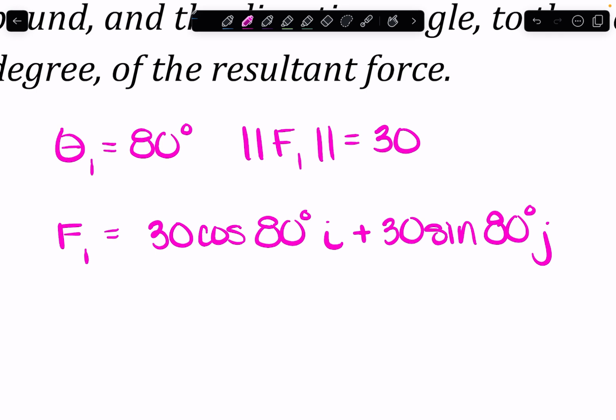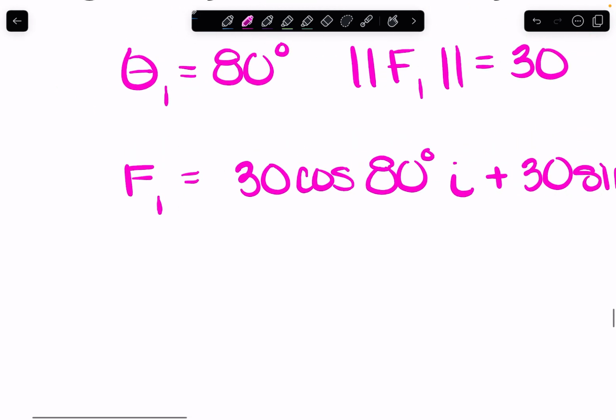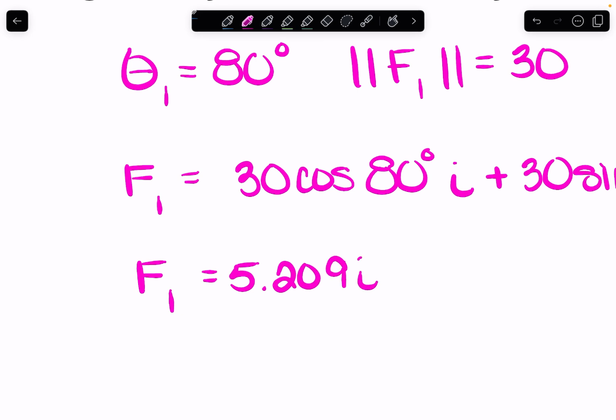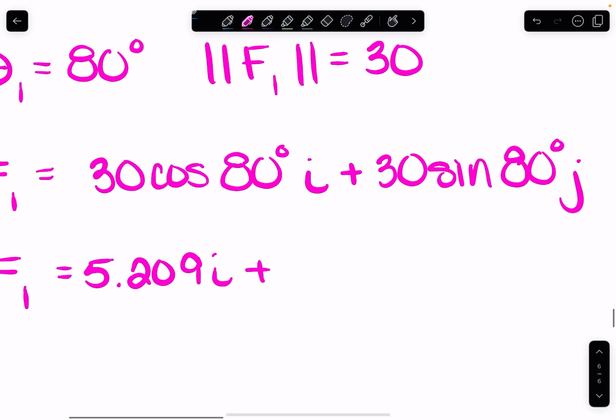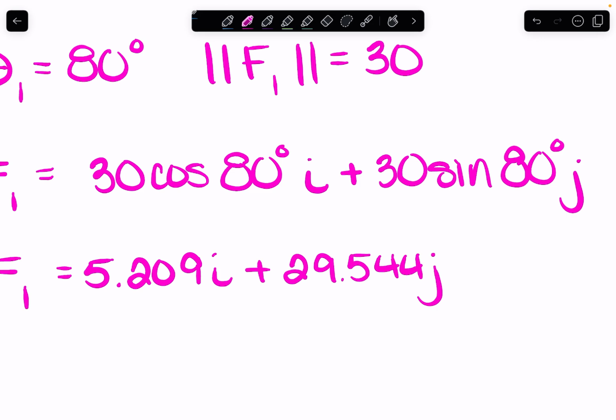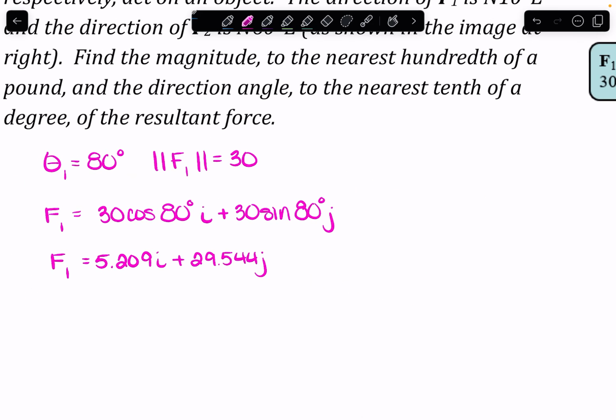So for F1, we're doing a little calculator work. Watch the mode of your calculator once again. Make sure you are in degrees or you're going to do this wrong. 30 times cosine of 80 gives us, for now using 3 decimal places, 5.209 i, plus 30 times sine 80, which gives 29.544 j. So there's our i j form of force 1.